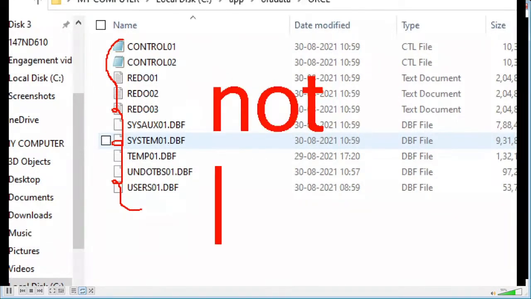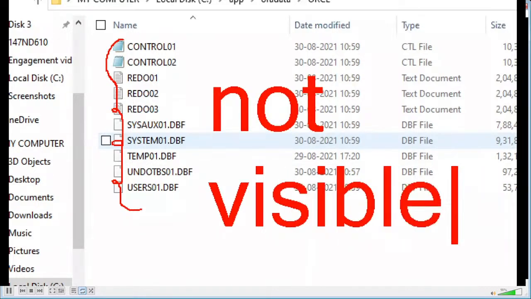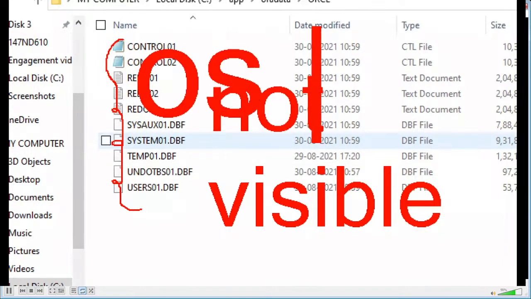That's why a structure which is not visible in the operating system, the OS, is called a logical structure. Very, very important. Tables are not visible in the C drive, D drive like that. Views are not visible in the C drive, D drive, E drive like this. Indexes, functions, procedures are not visible. They are visible in a database, I agree, but unfortunately they are not visible in the operating system.